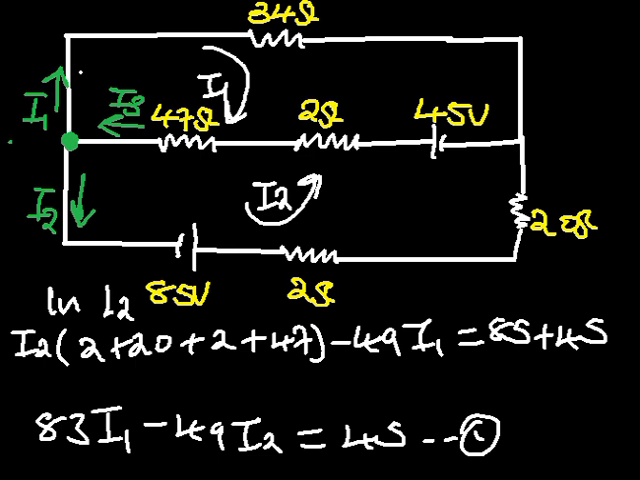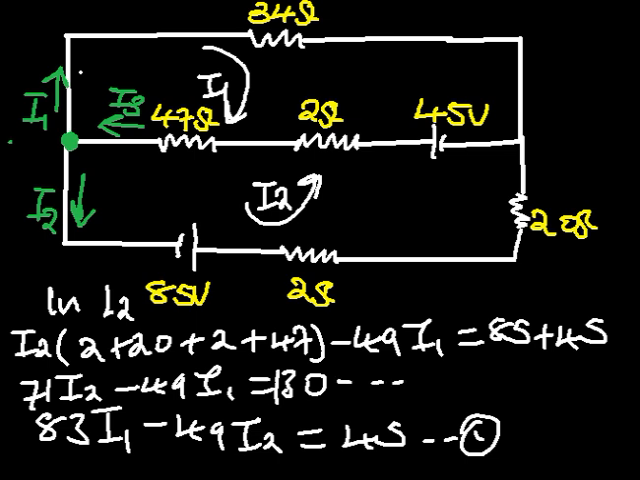Then I'll have to simplify. We'll have 2 plus 20 plus 2 plus 47. We can have it as 71 I2 minus 49 I1, which is equal to, now what is 85 plus 45? So we'll have that one as 138. So this is given as equation 2. So keep that in mind.